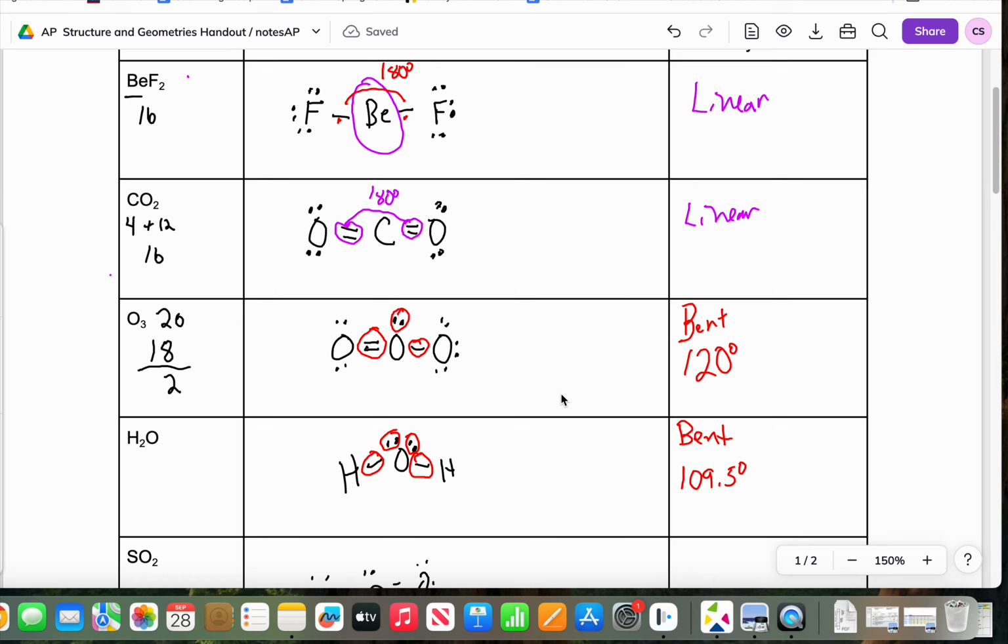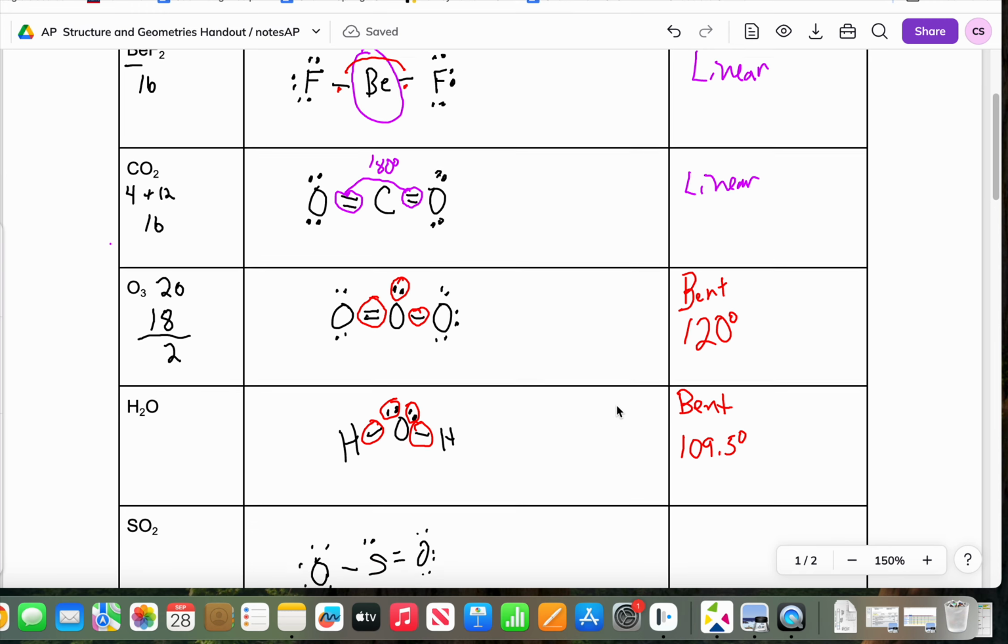So here's the thing. Whenever you have three atoms, always look at the middle atom. If the middle atom has no lone pairs on it, it's linear. If the middle atom has a lone pair on it or two lone pairs, it's bent. So they're either linear or bent.